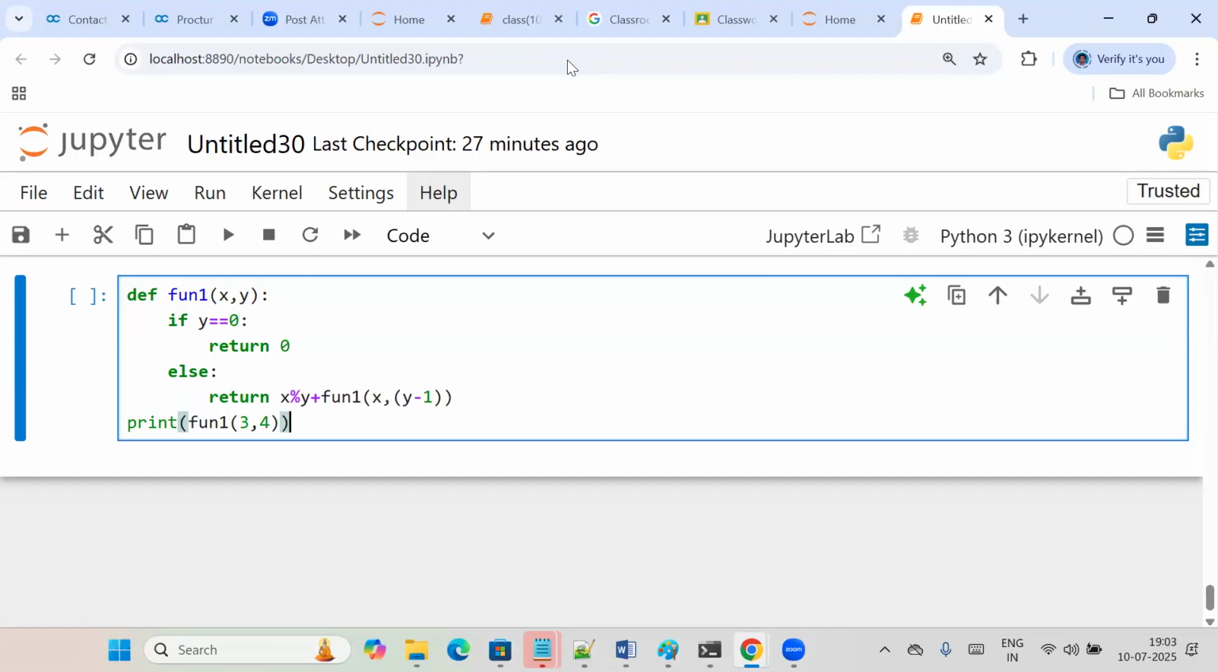This is quite a simple question, guys, to trace. X mod Y will be pushed onto the stack. What is the answer of 3 mod 4? 3 mod 4 answer is 3. Many people got the answer.